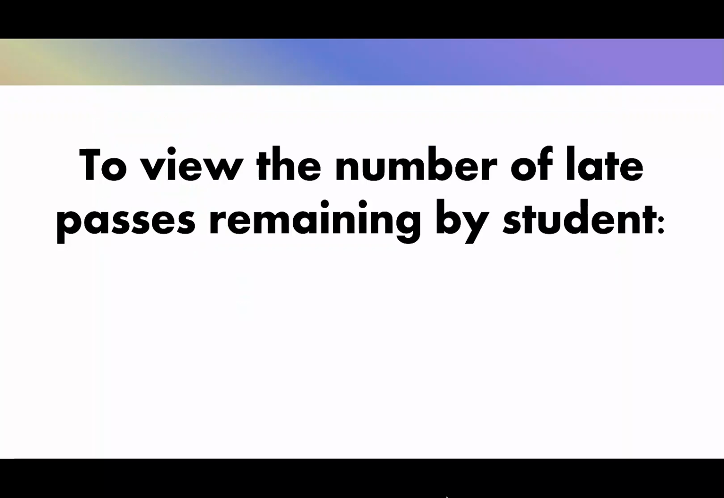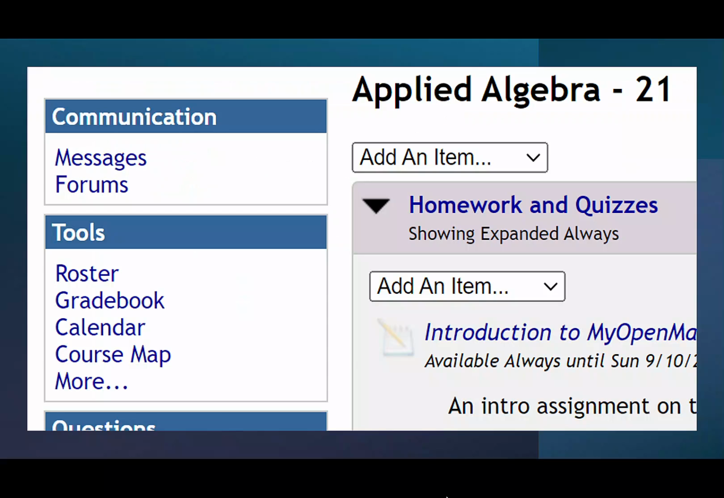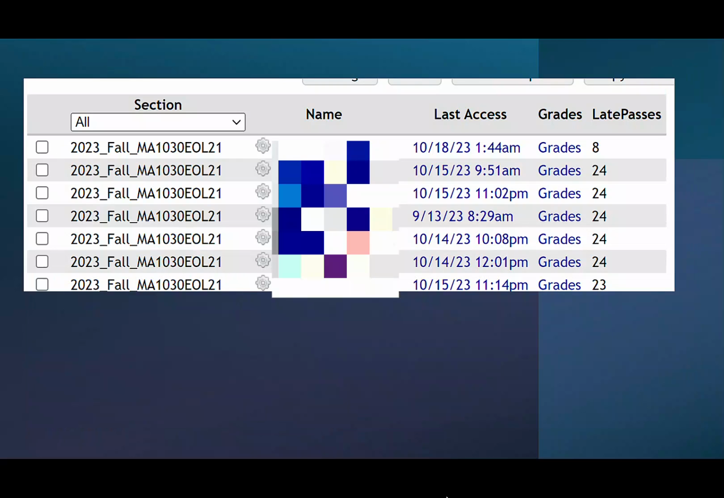To view the number of late passes remaining by student, you're going to come back to the home page and go to the roster. The roster will show you the section number, the name of the student, the last time they accessed the course. You can click on the grades to go to the full gradebook for that student, and it gives you the number of late passes remaining for the student.